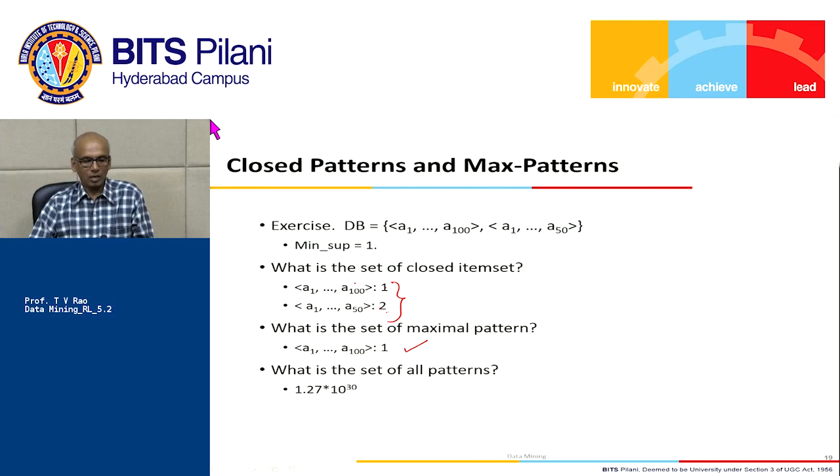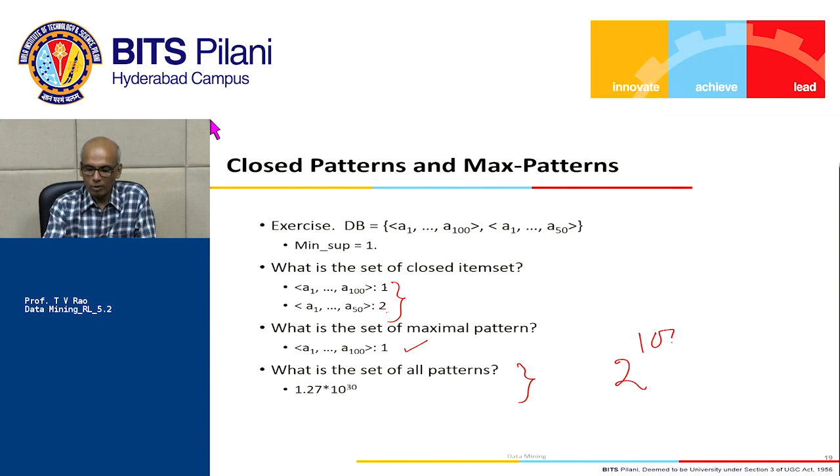But then if we want to look at all the subsets, how many subsets are we going to get? We are going to get approximately 2 to the power of 100 possible subsets because there are 100 items. So when we calculate, we are going to get approximately this number.